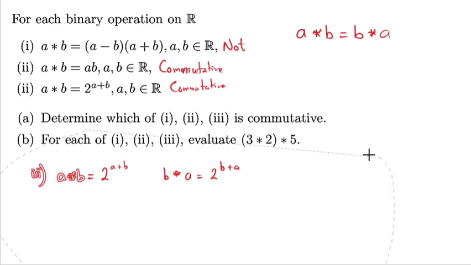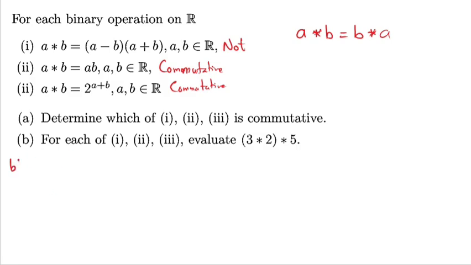All right. So now, part B of the question says, for each of those three, evaluate this particular expression that we have here. So let's start with B, part 1. We're supposed to find 3 star 2 star 5. So what we'll do first is we have 3 star 2 and star 5. Let's find what is inside the bracket first.